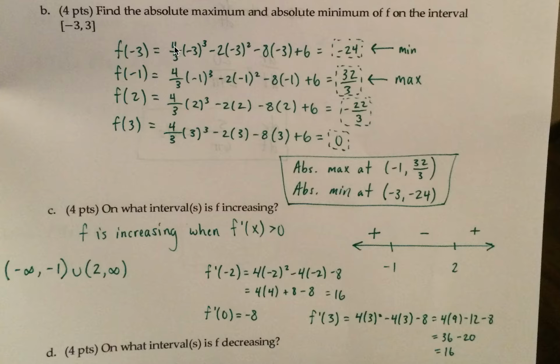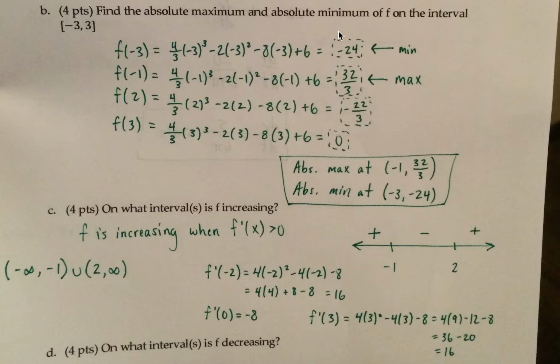f of -3 is going to give you a y value of -24. f of -1 is going to give you a y value of 32/3, which is like 10 and 2/3, 10.66666 forever. f of 2 is going to give you -22/3. f of 3 is going to give you 0. That's surprising that it comes out to 0 after all those fractions.